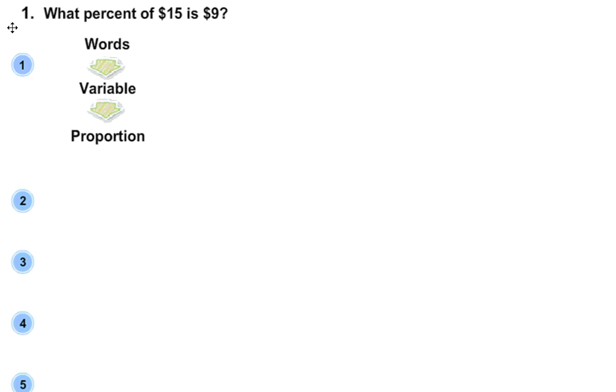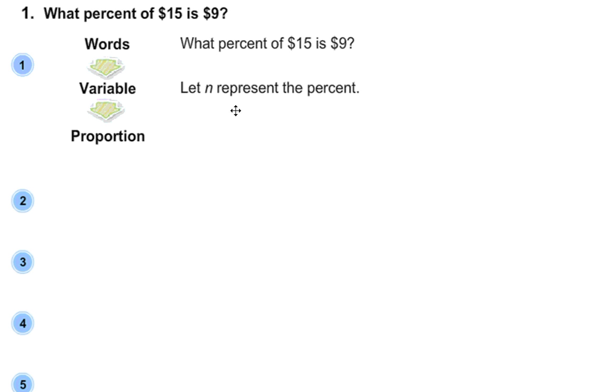Okay, so example 1: what percent of $15 is $9? So in words, this is what we have. And they're going to ask us, what is our variable? What are we looking for? Well, we're looking for percent, so we're going to call that N. We call it N because we use P for part. So our proportion is going to be 9, which is my part, which is my is, over my whole, which is 15, which is my of. And then the percent we're looking for, we're going to call that N, and that's over 100.